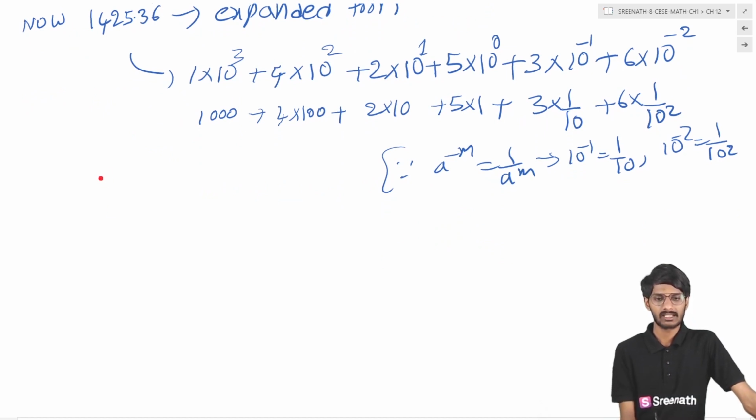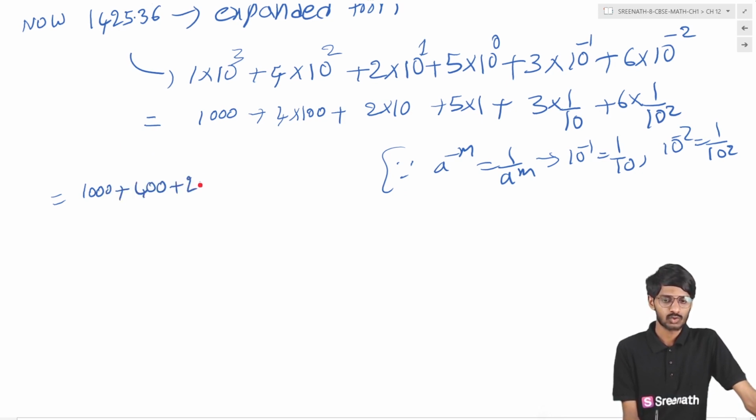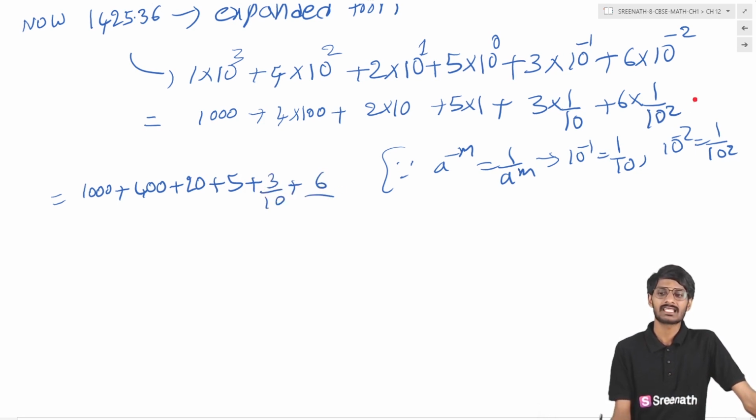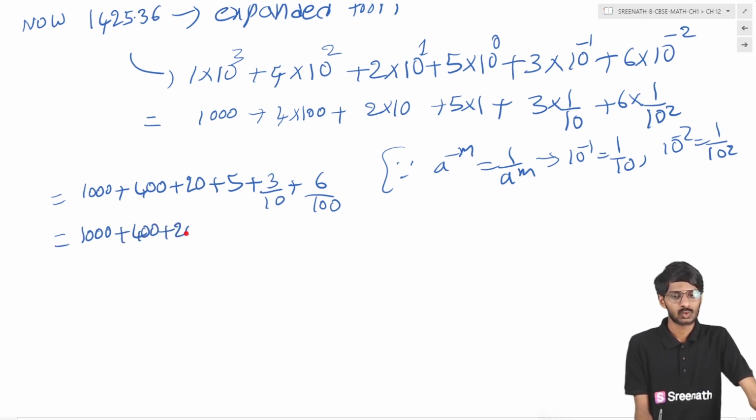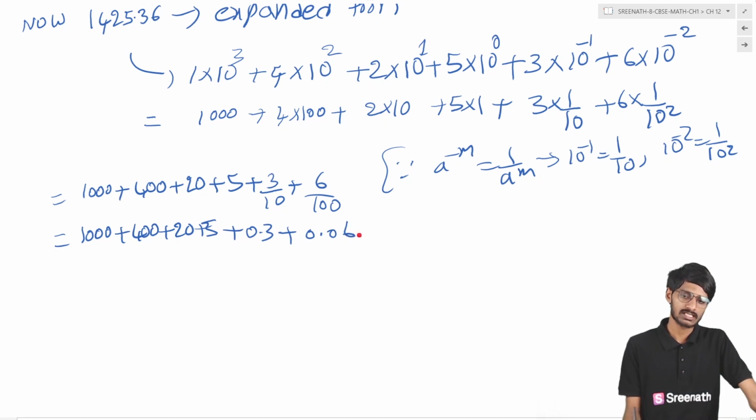Now we are writing the equivalent form for this. So 1000 plus 400 plus 20 plus 5 plus 3 by 10 plus 6 by 10 square, that is 6 by 100. So if you write these again, 1000 plus 400 plus 20 plus 5 plus 3 by 10, which is 0.3, plus 6 by 100, which is 0.06.